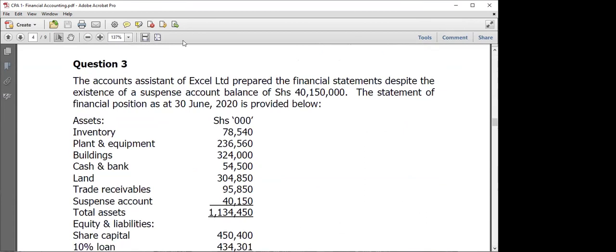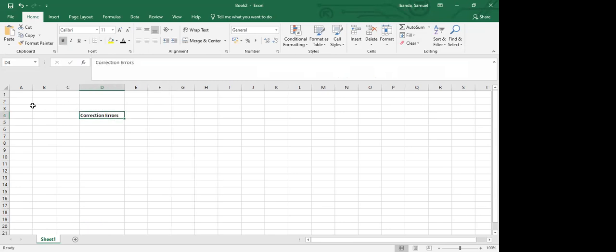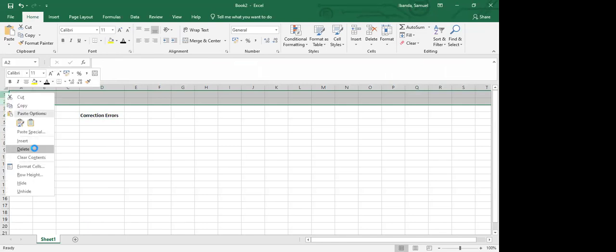Now, before we get down into the actual question, I just want to give you a brief. Why do we have errors? Continuously as accountants, of course, we are humans, and every day you can make an error, you can make a mistake. So the correction of errors is important for us as accountants: after all these mistakes have been made, how do we exactly correct these errors?